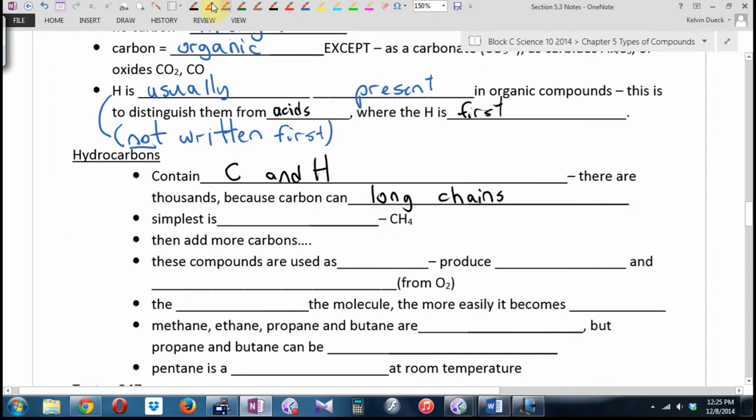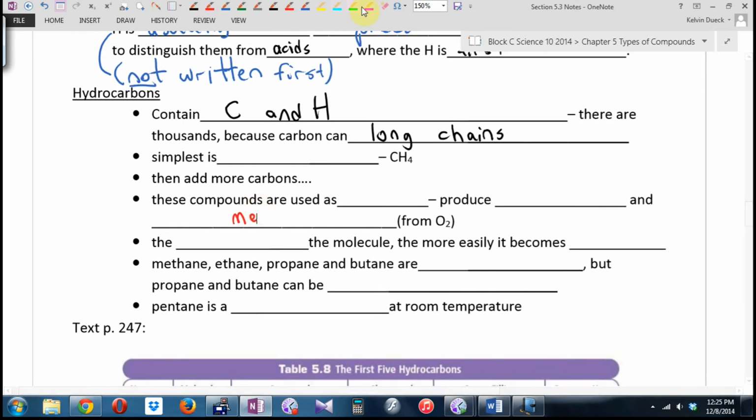So the simplest is CH4. What have we called CH4? Methane. Now it moved suddenly. Simplest is methane or methane, depending on whether you're British or North American. So I've told you propane, I've told you butane, I've told you ethane, methane. What do they all have in common? They burn very, very well. These compounds are used as fuel.